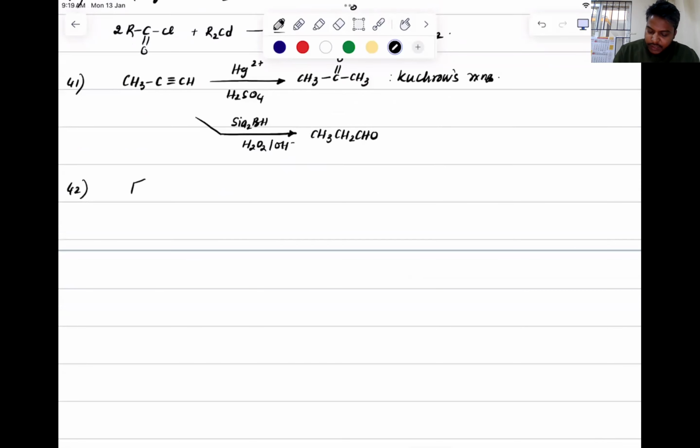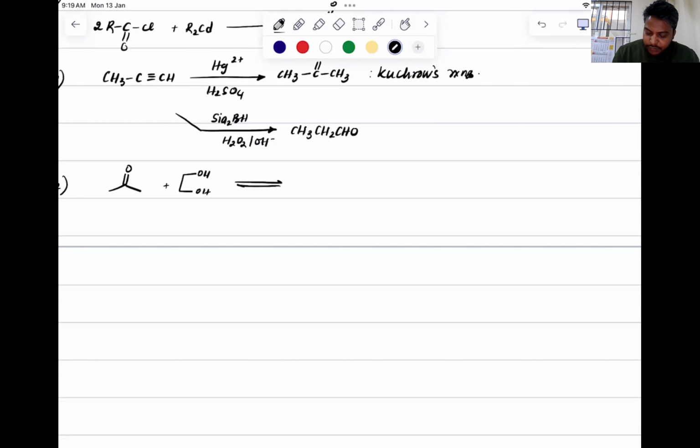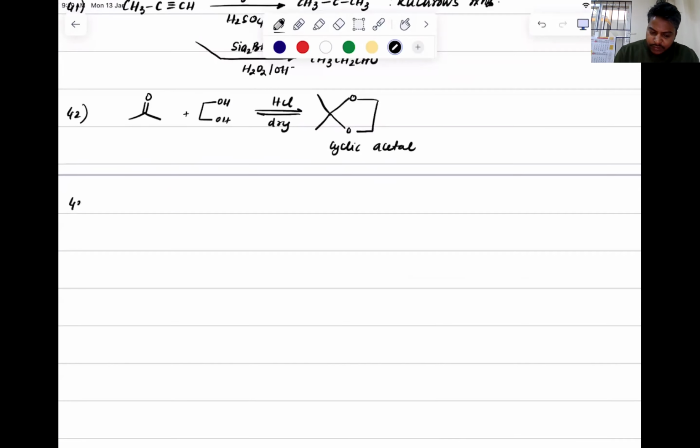Okay. Next, if you notice this one, if you have a keto group plus glycol here in the presence of dry HCl, in NCERT the word dry is not mentioned, but by chance if it comes, you need to go in this direction only. So all you need to make is a cyclic acetal formation. So you'll get a cyclic acetal formation. Next, 43.